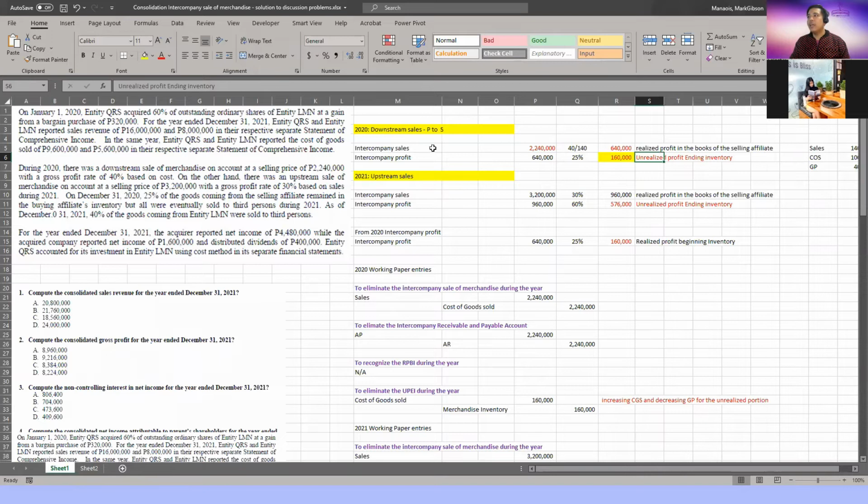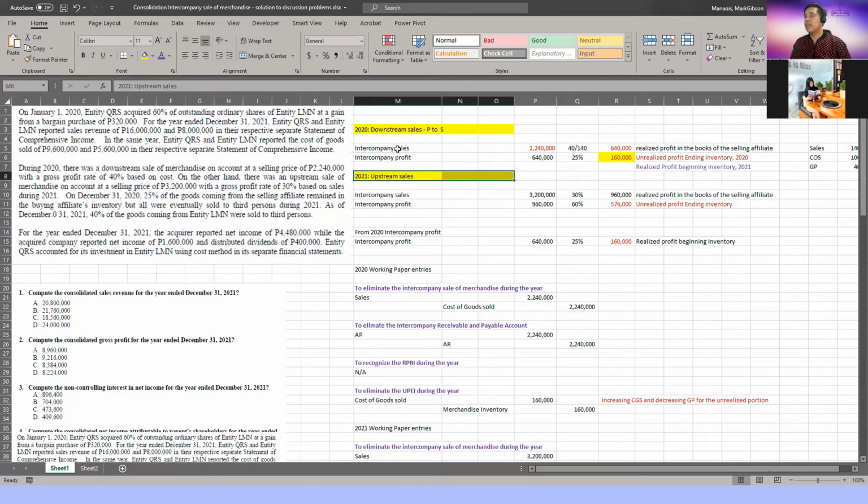Kung this is the unrealized profit ending inventory for 2020, of course, this will be your realized profit beginning inventory for 2021. Kasi pansinin, sinabi rin naman ng problem that on December 31, 2020, 25% remain, no? In the buying affiliate's inventory, but all were eventually sold to third person during 2021. So therefore, this 160,000 will be your realized profit on the beginning inventory 2021. So take note of that. Pero later on, mas magiging clear pa yan. So okay na tayo dito sa downstream sales.